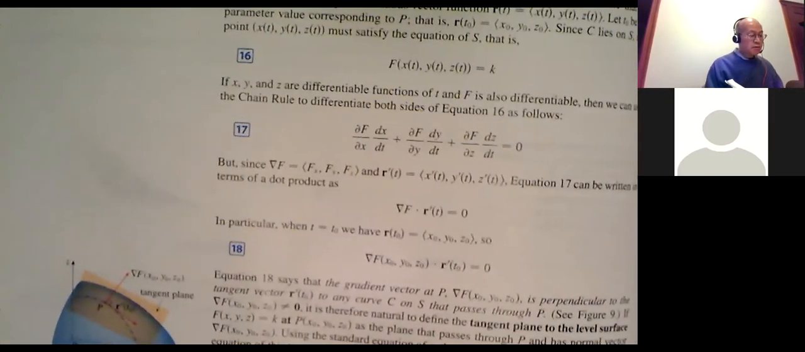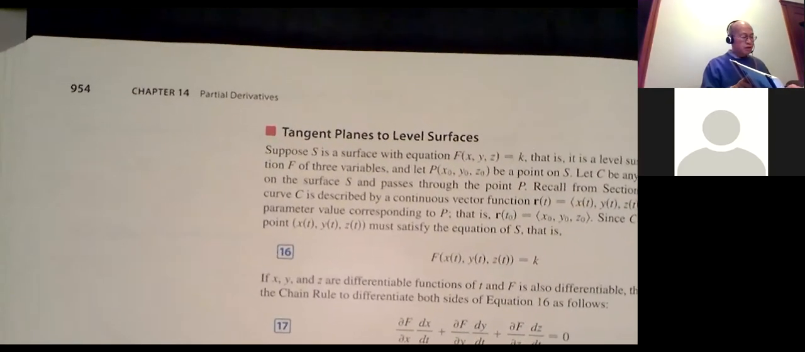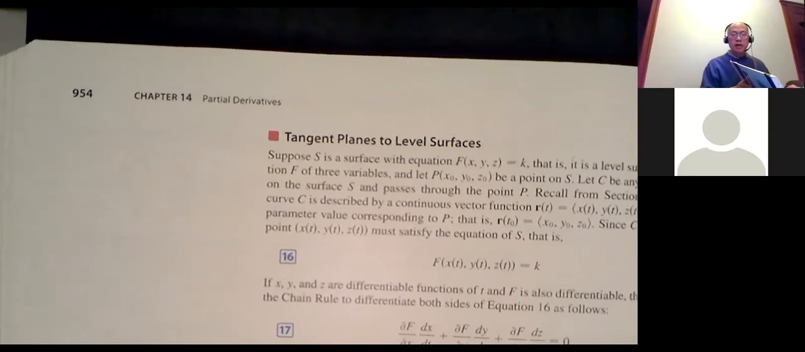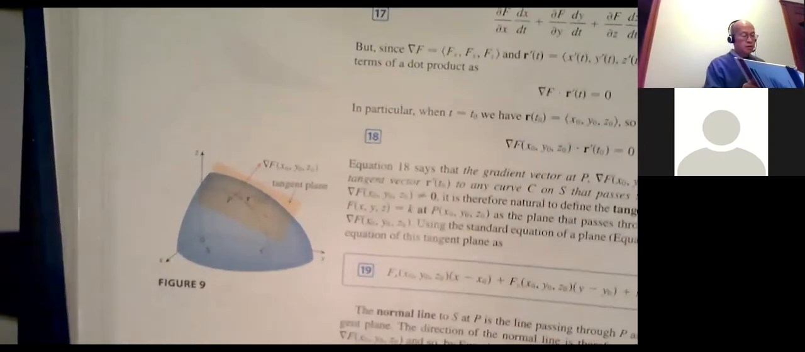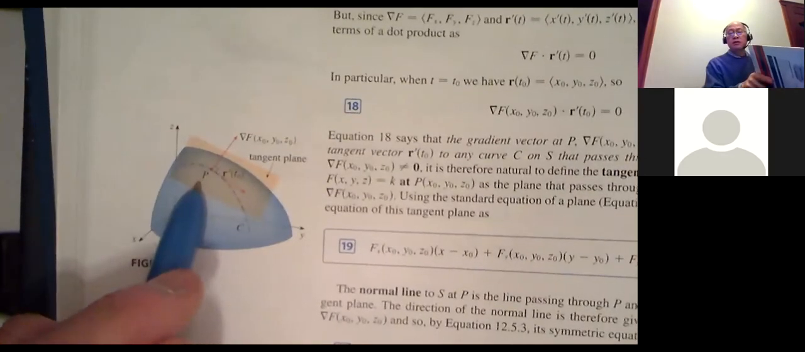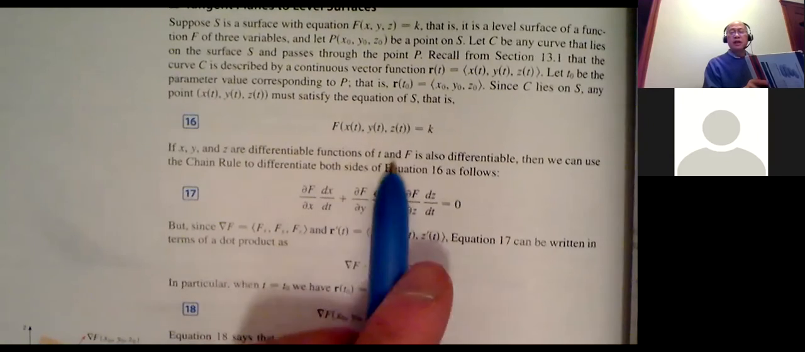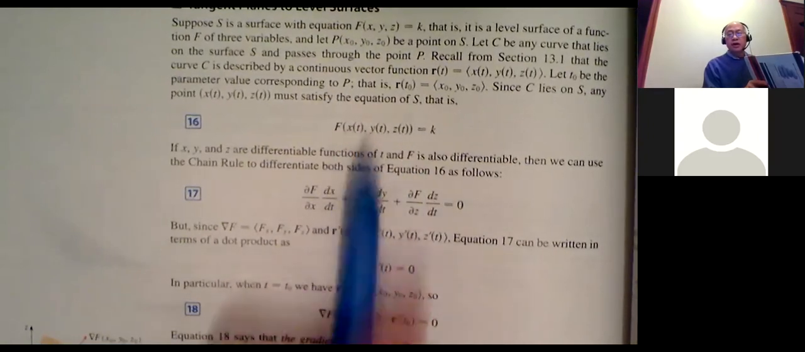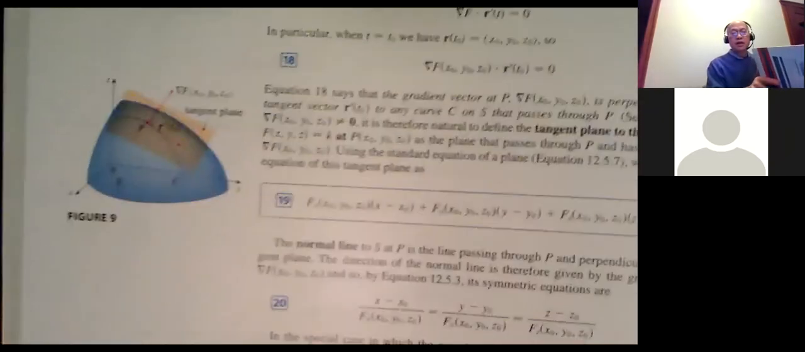Okay, and maybe one more. Tangent planes to level surfaces. It's sort of a variation of a formula we had before. So here's a tangent plane with the equation f of x, y, z equals k. x, y, and z are functions of t. f of x, y, z is k.